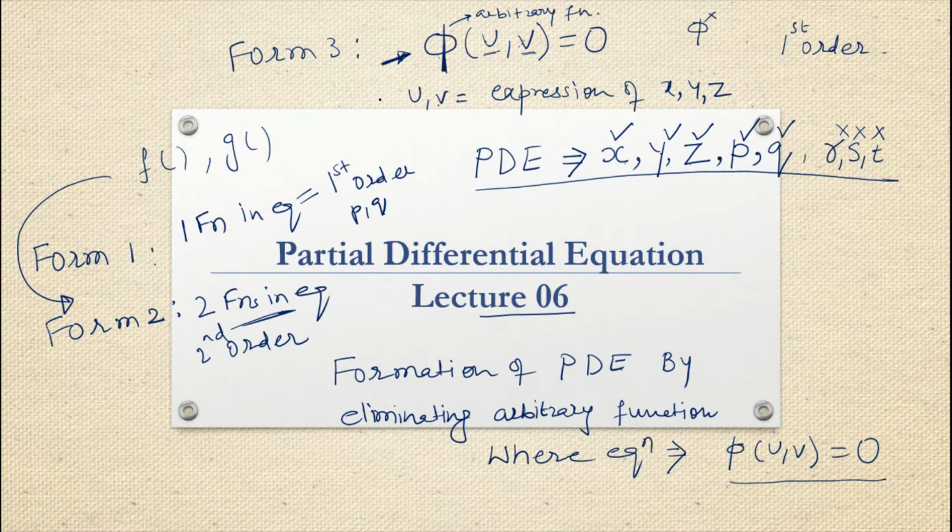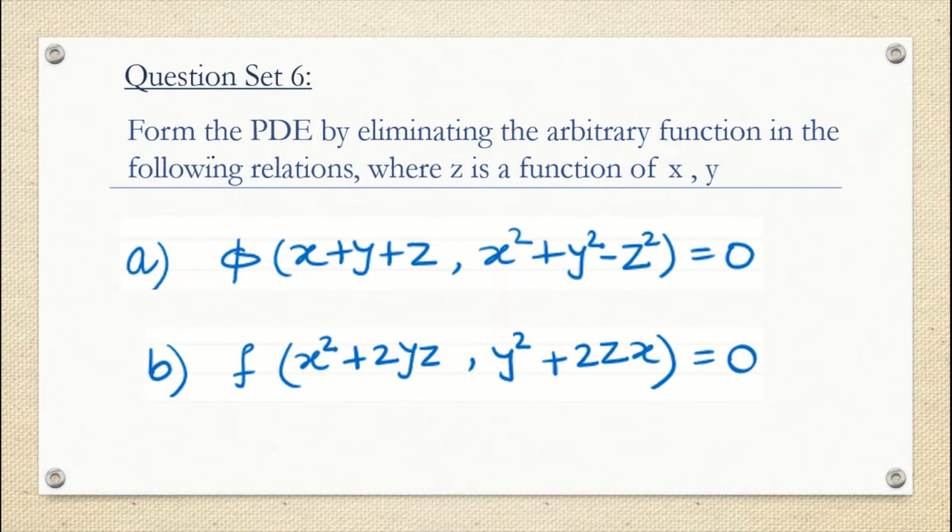Now we will see the question, and then it will be much clearer. Here is the question. We are going to form the partial differential equation. The equation given to us is this one and this one. My job is to build a partial differential equation from the given equations, using the method of eliminating the arbitrary function. What is my arbitrary function in this first equation? This phi is the arbitrary function.